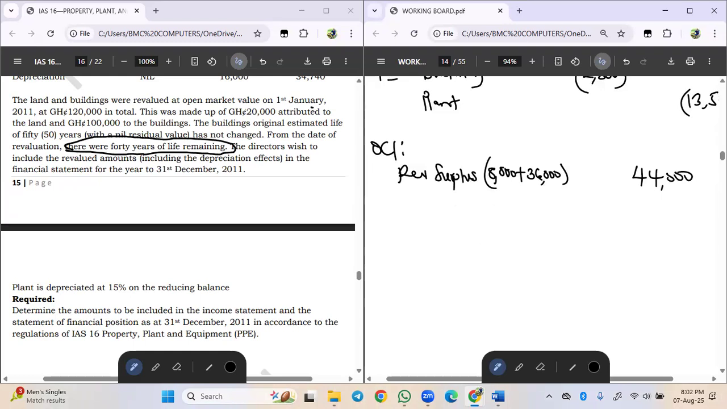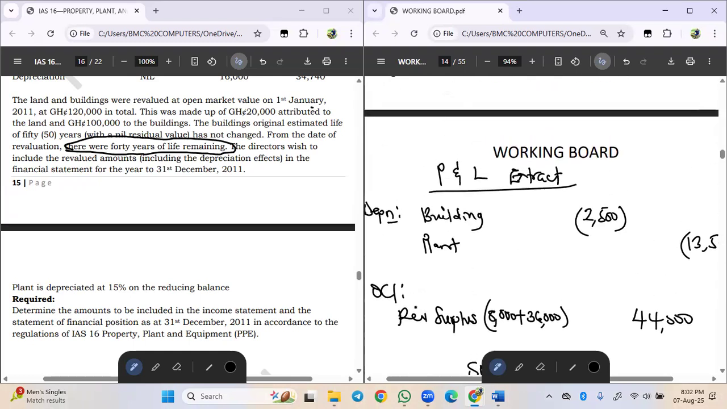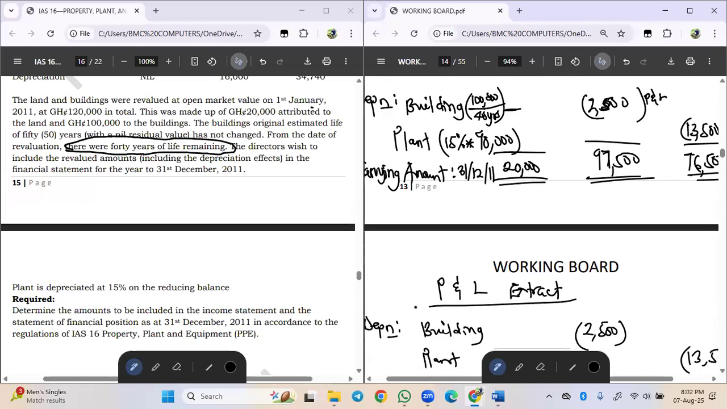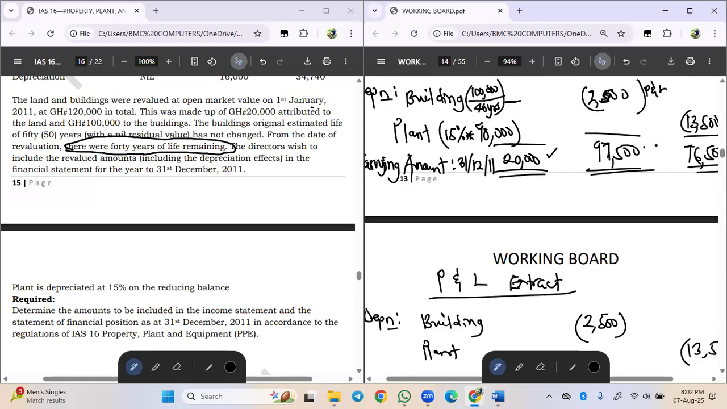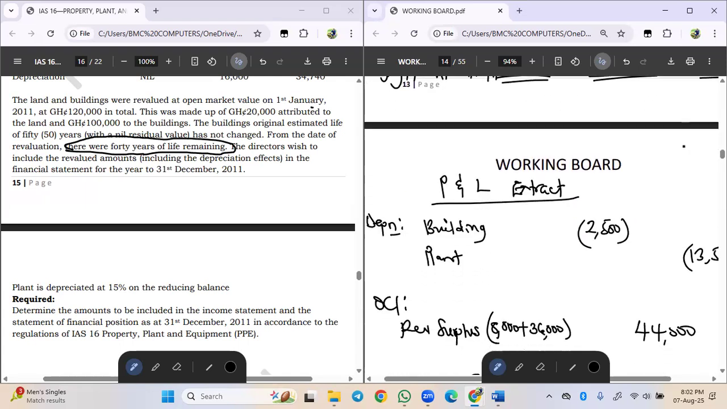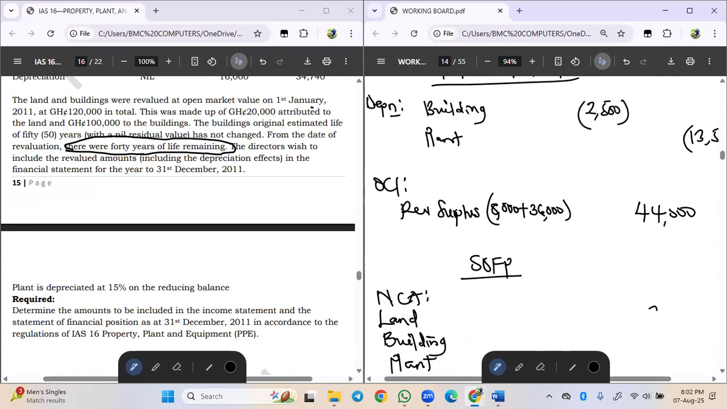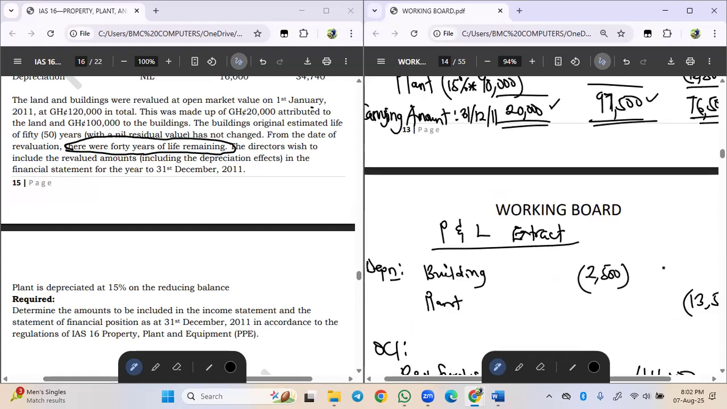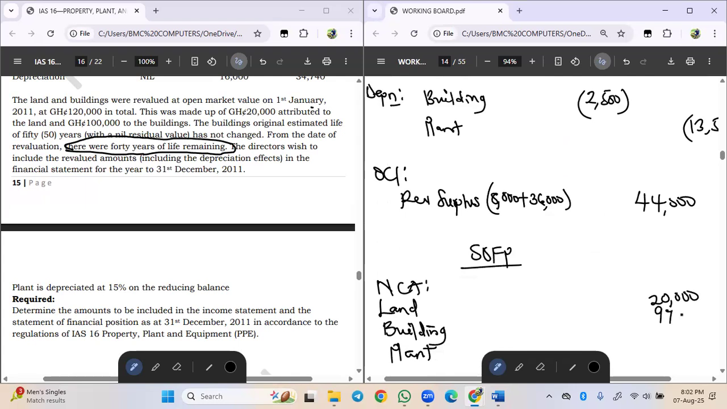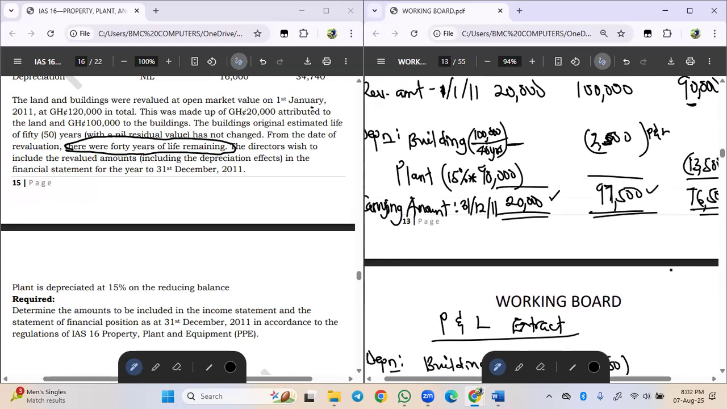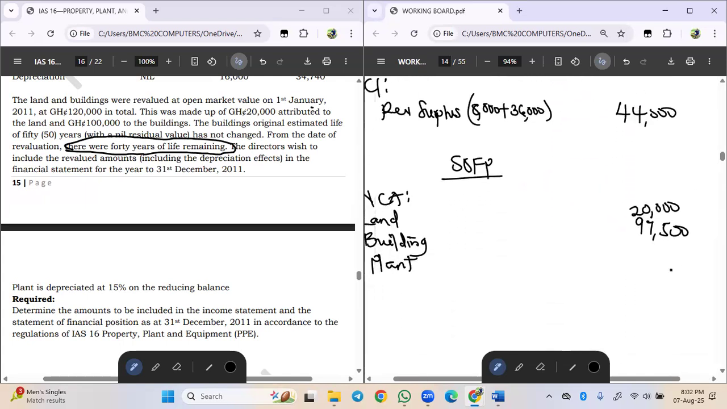Okay. Then the statement of financial position. The non-current assets. So we have 3: land, building, and plants. Land will be carried at what? 20,000. That is the carrying amount. Building 97,500. Plant 76,500.